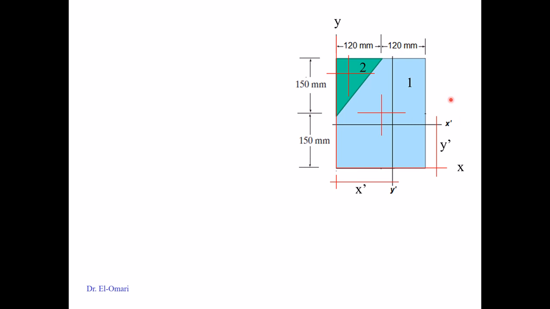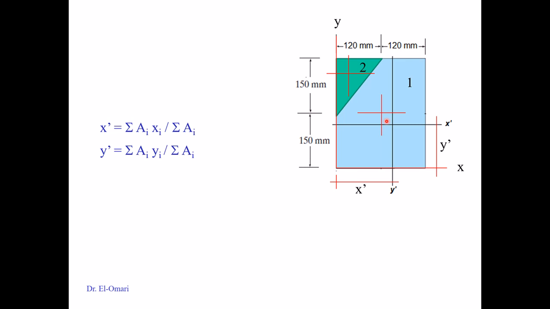The steps work by applying these equations. Finding the x is simply to divide the sum of the moments of areas, each multiplied by its x distance from the y-axis in that case, by the sum of all areas.